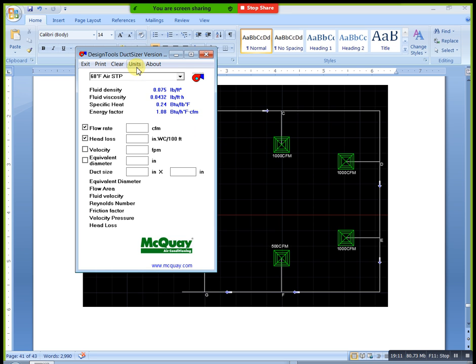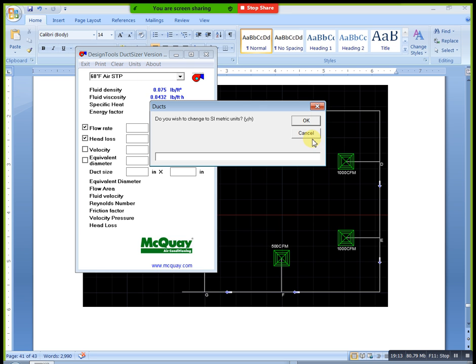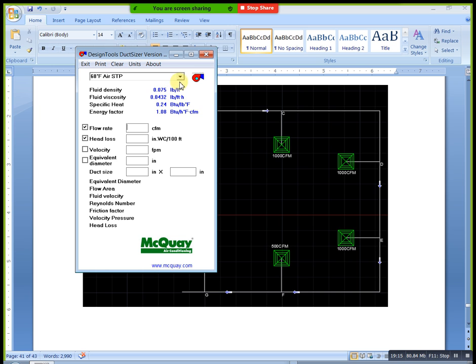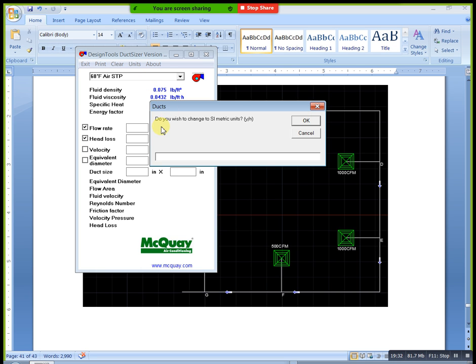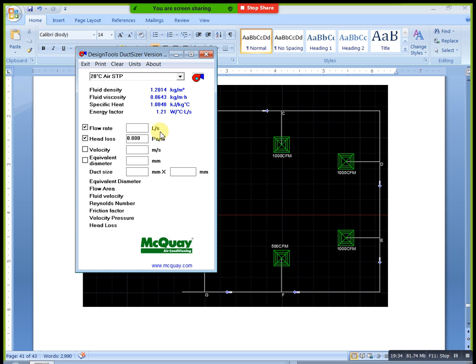Here we have default inches. See, CFM English system, inches English system, FPM, you can consider inches we have. If you need that one, just click here, click on yes. You will get liters per second, Pascal per meter, meter per second. Again, I want CFM. Okay, if you need to change to US, yes, you can change your units like this.